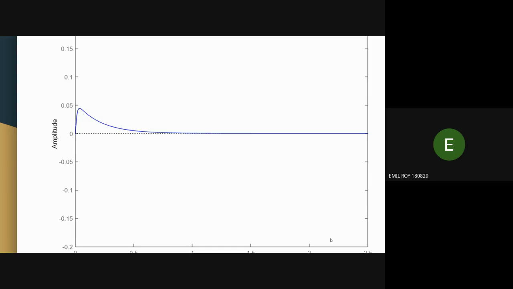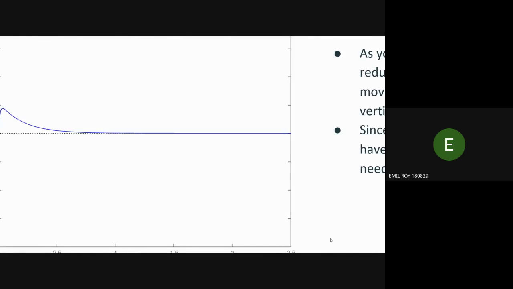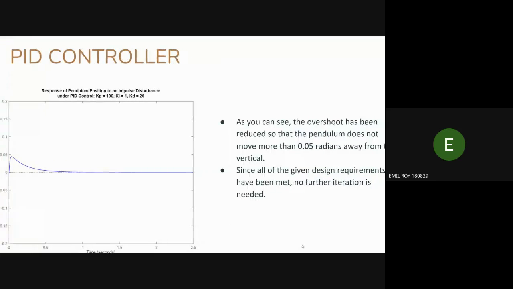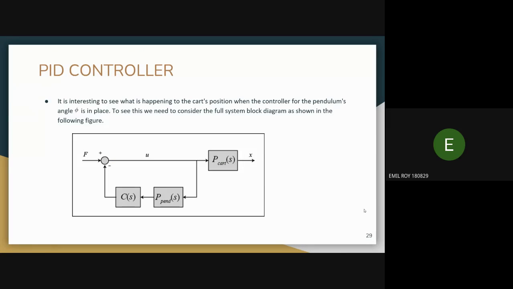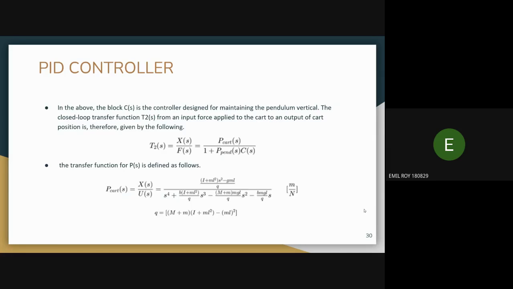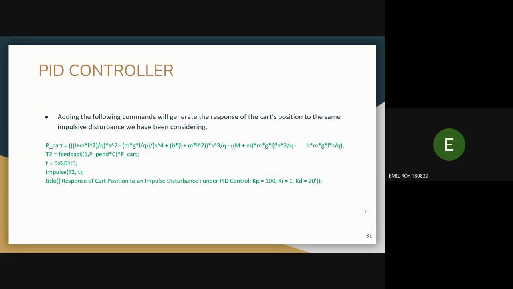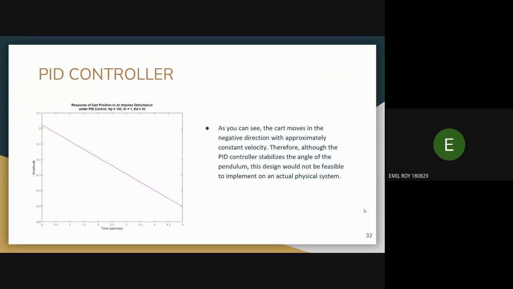So in the next slide, I'm going to explain what happened to the cart position. If we control the pendulum, what happens to the cart position is given in the next slide. So here also we consider a separate schematic diagram for the cart position, and we got a transfer function from this. Next slide. And when we put the code into MATLAB and analyze where the position of the cart is, we find that, next slide. Here the cart goes in the negative direction with a constant velocity. So we can finally conclude that a PID controller can control the angle of the pendulum itself.